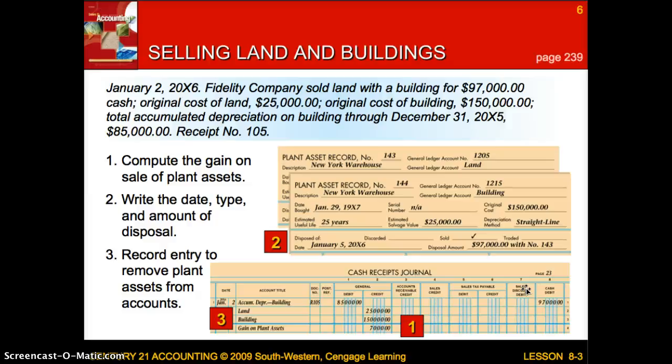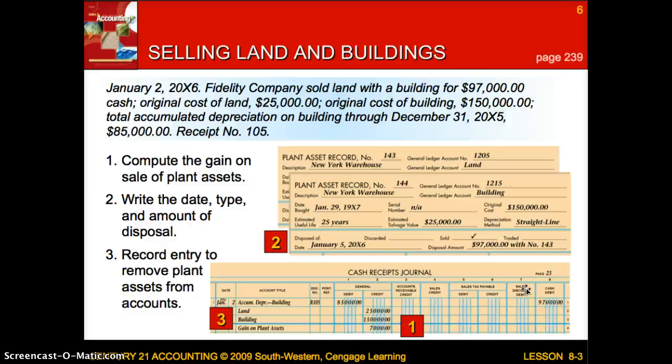Okay, so Fidelity Company sold land with a building for $97,000 cash. Original cost of the land was $25,000, and original cost of the building was $150,000. The total accumulated depreciation on the building through December 31st was $85,000. Okay, this is a lot of numbers. It's a lot of stuff to look at, but we need to make sure that we really understand this.